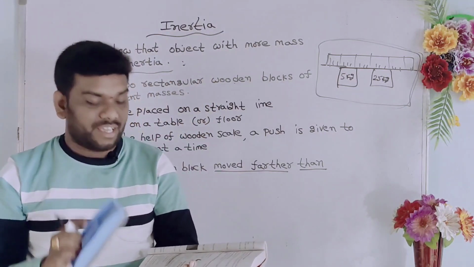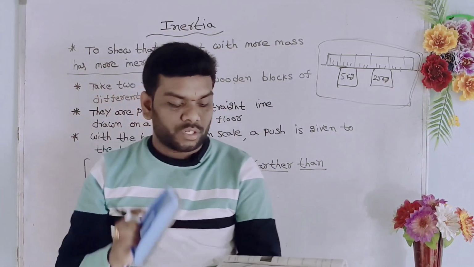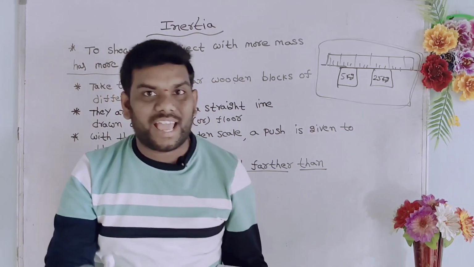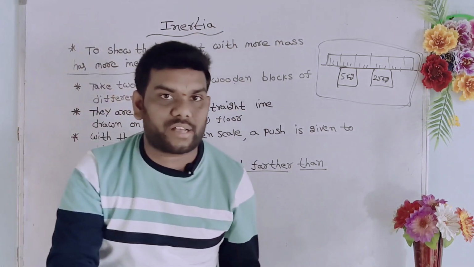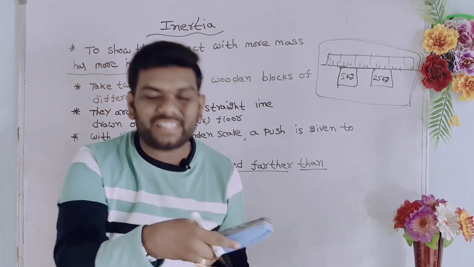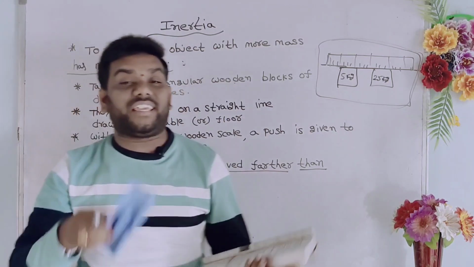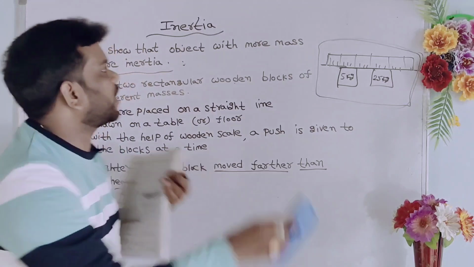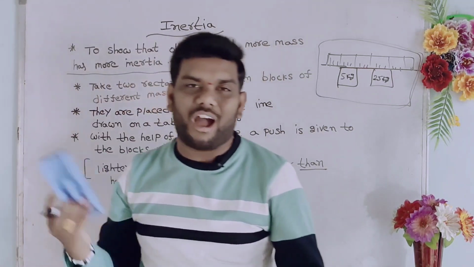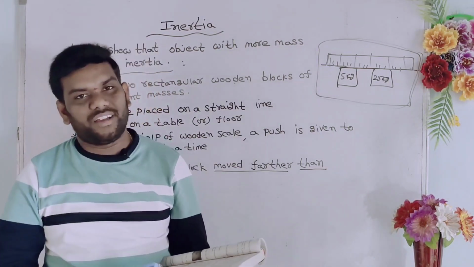It shows that higher mass has higher inertia. Due to high inertia, a block with more mass accelerates less. Higher mass accelerates less, lesser mass accelerates more. Accelerate means moving. Then finally, inertia depends upon the mass of the body. An object with more mass has more inertia.